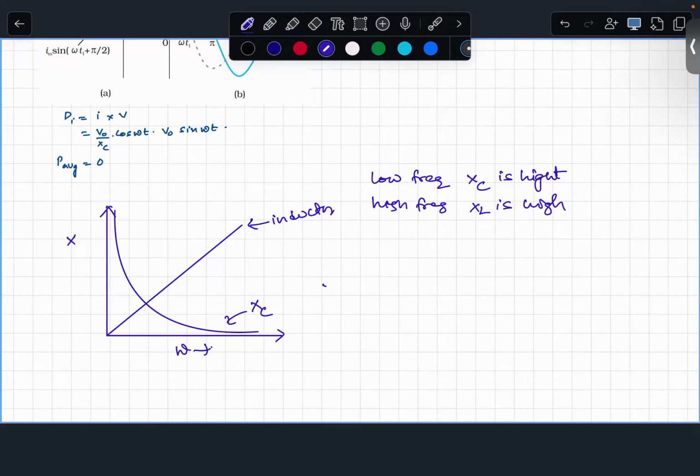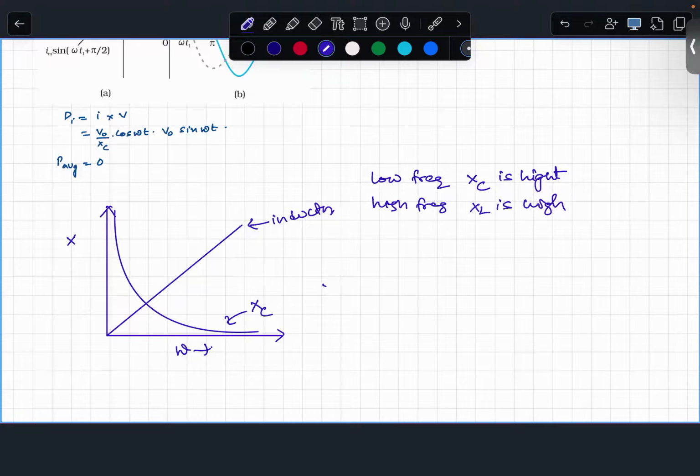What is the significance of this in practical circuits? If you want to restrict a very high frequency current, just use an inductor in that circuit. For a high frequency current, the inductor acts as an open circuit, a very high resistance. You may ask me, you can use a resistor. No, sir. Using a resistor leads to heat, whereas by using an inductor, I can resist the current without any loss.